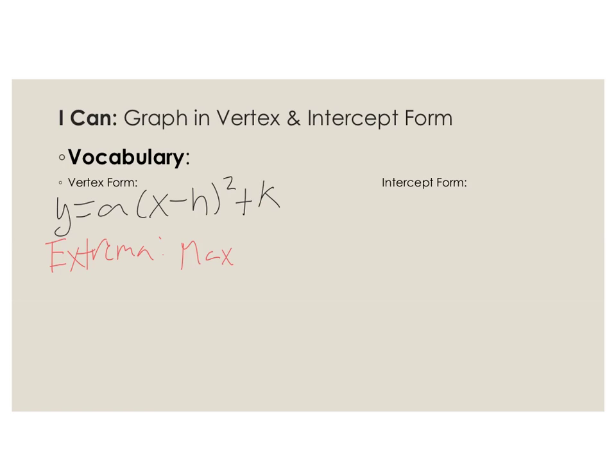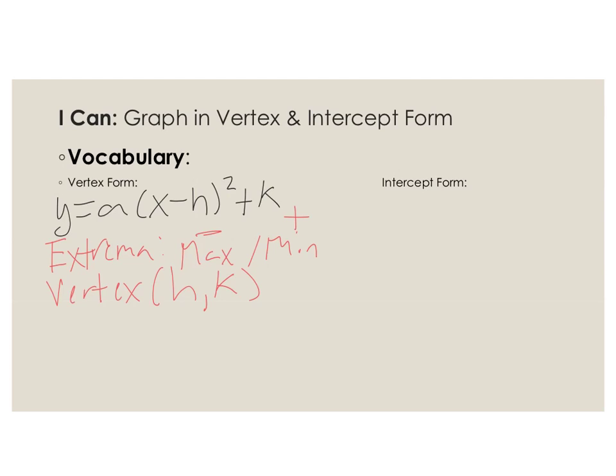It will give you the maximum or the minimum. It's opposite of what you would think. If it's a maximum, it's a negative a, minimum, positive. Now, from its name, the vertex, you can find the vertex of it. The vertex would be (h, k).